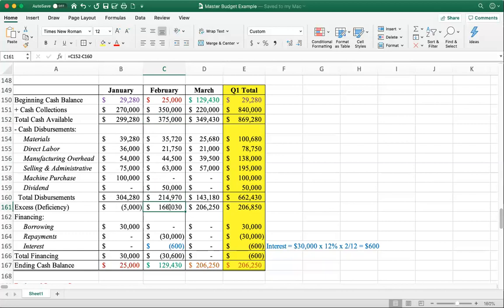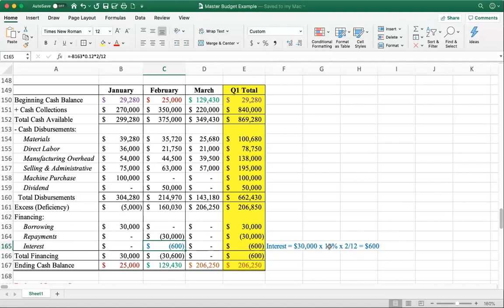You have to maintain only $25,000 balance, and this is way more than what you are required to maintain. So now you have enough money at the end of February to pay off your debt. So you will be paying off $30,000 that you originally borrowed. So this is a repayment. In addition, you will be paying interest on the borrowed fund. The interest rate was 12%.